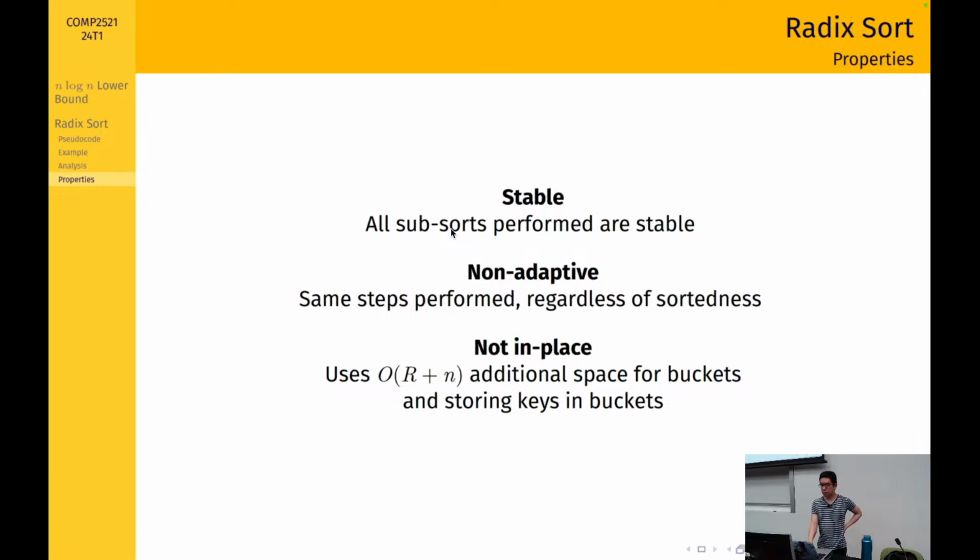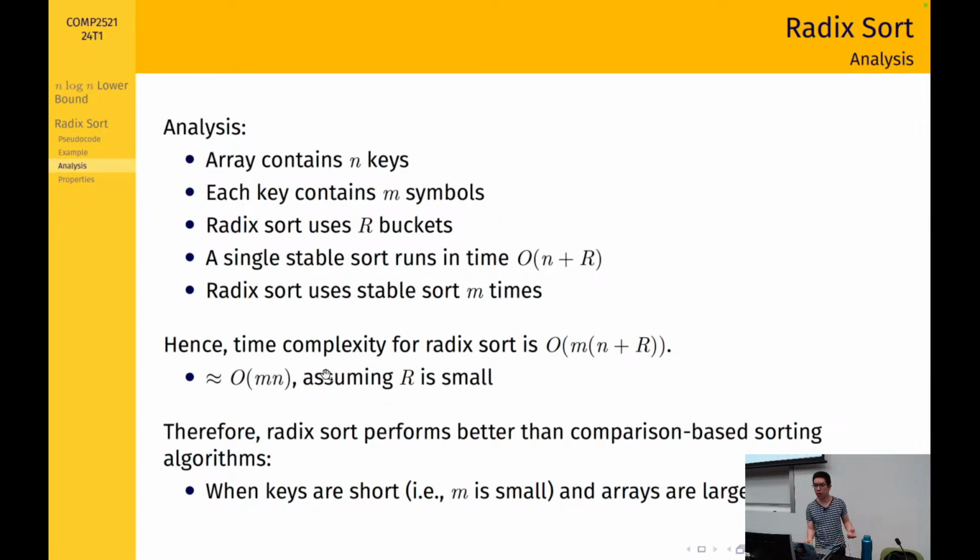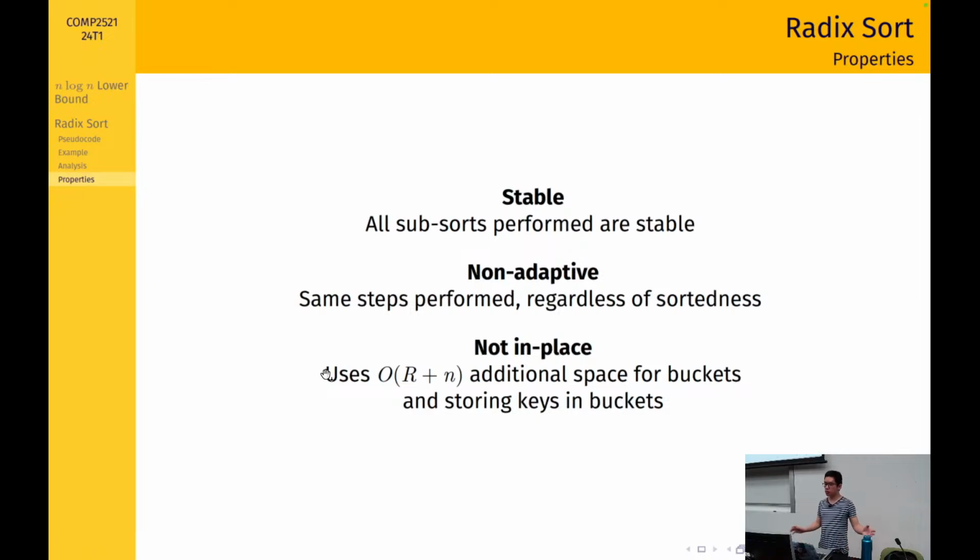How about adaptability? Well, radix sort does the same thing regardless of how sorted the array is at the start. So radix sort is non-adaptive. It's always going to be O of m times n. And radix sort is not in place, obviously, because during each sort, we need to create the buckets and then store the keys into those buckets temporarily, and then copy them back. It uses this much additional space, big O of r plus n: r for the buckets and n for the keys themselves.